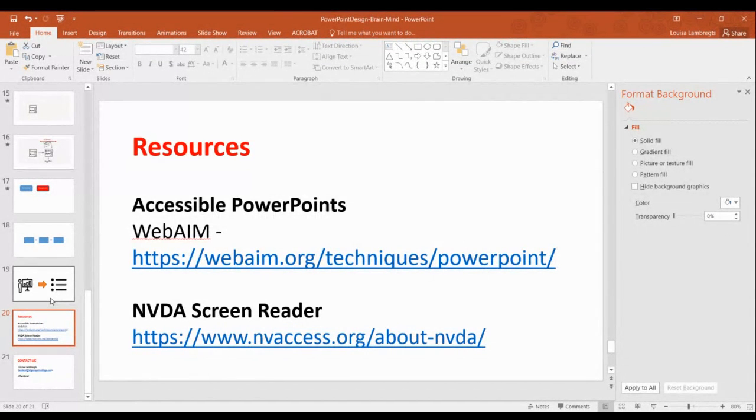Also, I wanted to share a tip that I've recently been using. There's a screen reader called NVDA, or NVIDIA, I think it's referred to as. And you can download this for free on your computer.